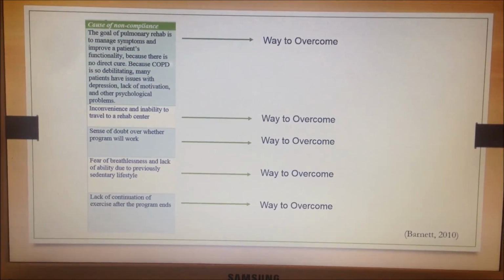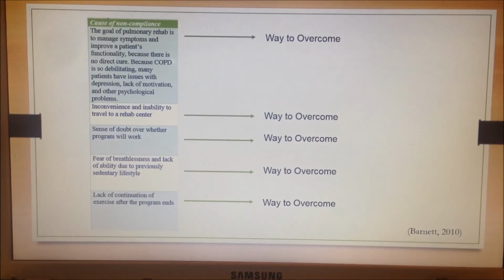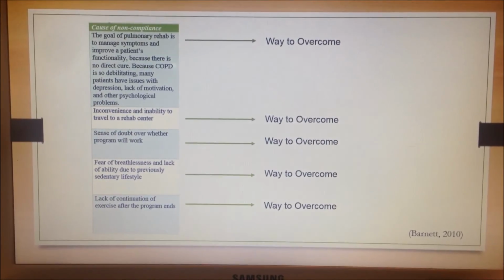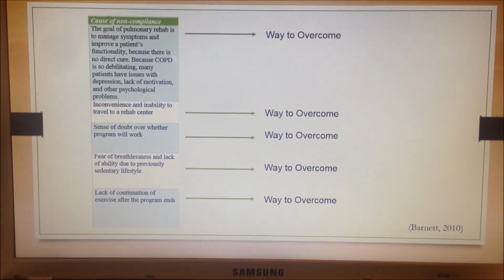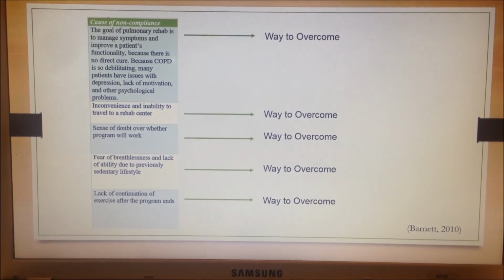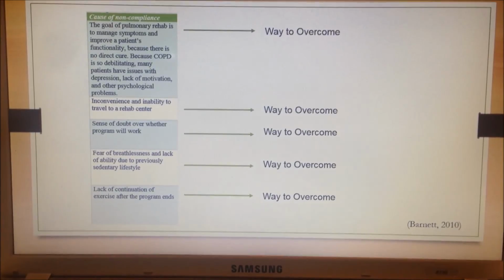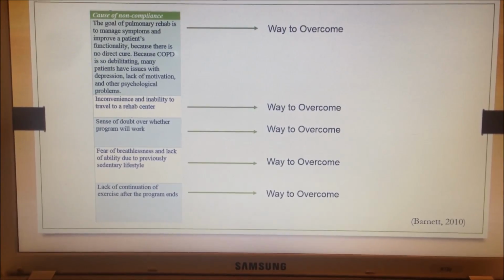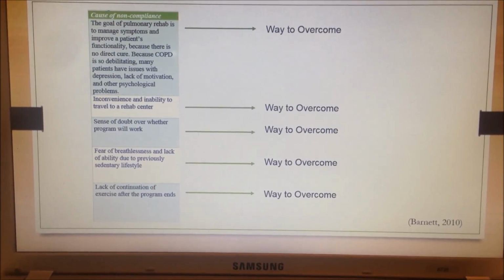Cause of non-compliance. Fear of breathlessness and lack of ability due to previously sedentary life. This is one of the main ones. Ways to overcome it. Education will help, but more important is having supportive, dedicated staff in the program who ensure the safety and improvement. Cause of non-compliance. Lack of continuation of exercise after the program ends. Again, a big one. Ways to overcome this issue.